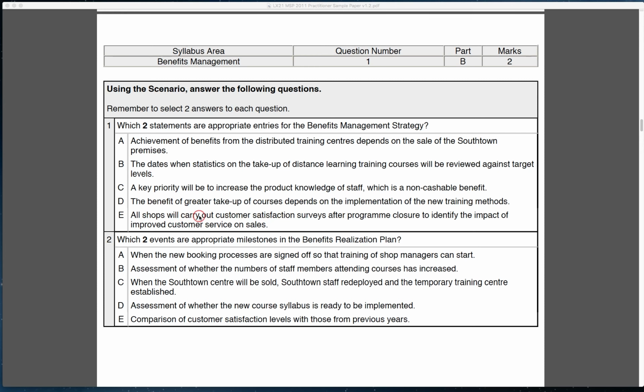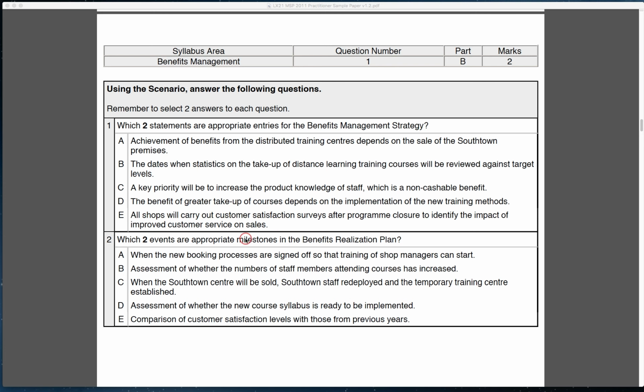So, all shops will carry out customer satisfaction surveys. This is actually what we defined in the management strategy about the measurement methods we will use to look at benefits and how they're being realized, how we've had any changes, and when we have reviews. So the reviews will look at how surveys on this change and this impact have worked for us from a benefit point of view. So the answers there are C and E.